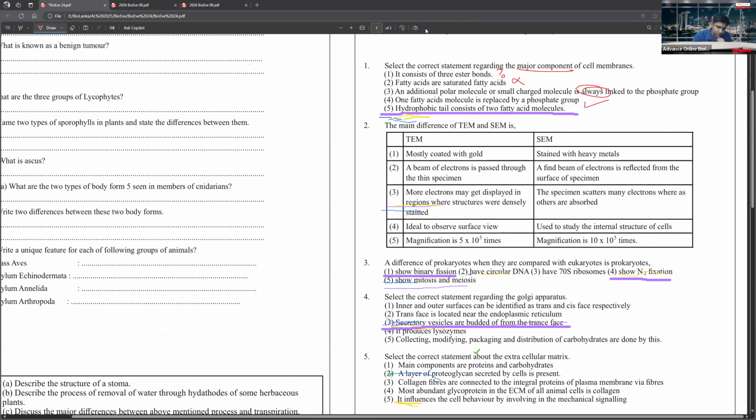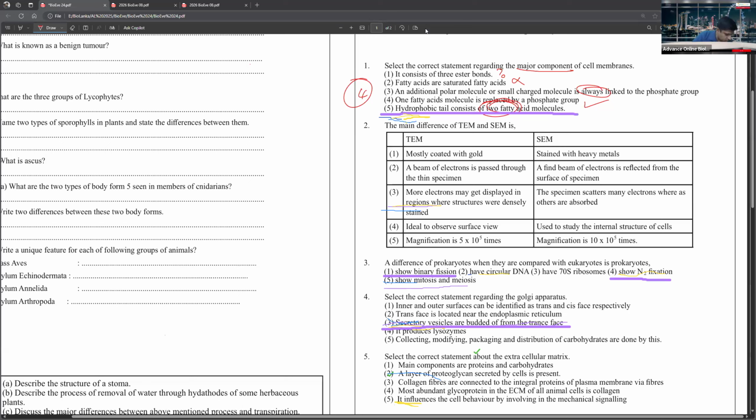Hydrophobic tails consist of 2 fatty acid molecules. Hydrophobic tails consist of 2 fatty acids, not fatty acid, ne? Hydrocarbon tails. Hydrophobic tails are hydrocarbon chains, not the entire fatty acid part. So I'm taking the 4th as the best.